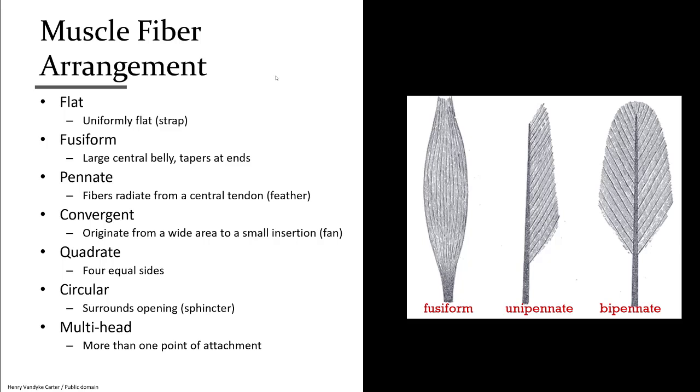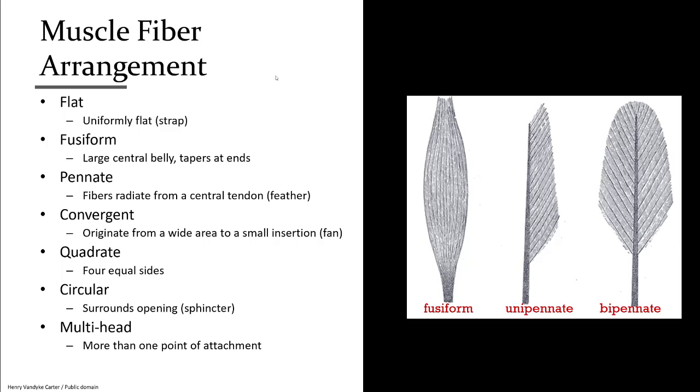Most people are familiar with the fusiform muscle that bulges in the middle. Pennate muscles have fibers that radiate off a tendon in a manner similar to a feather. Convergent is like a fan, where it has a wide base of origin and narrows down to a single attachment. Quadrate is flat with 4 equal sides, while circular goes around an orifice and is more commonly known as a sphincter. Some muscles have more than one muscle belly with more than one attachment point.